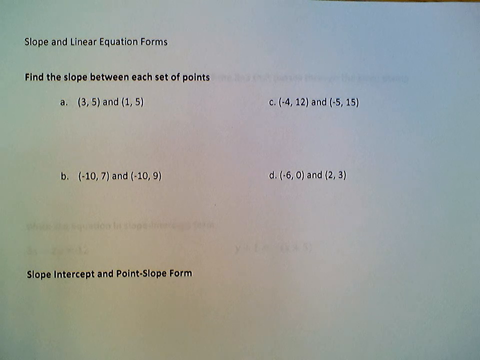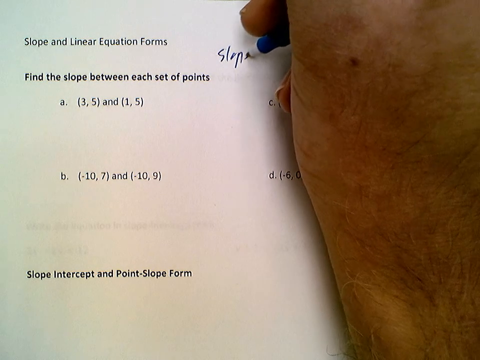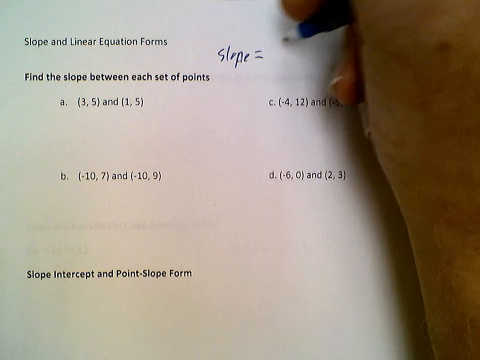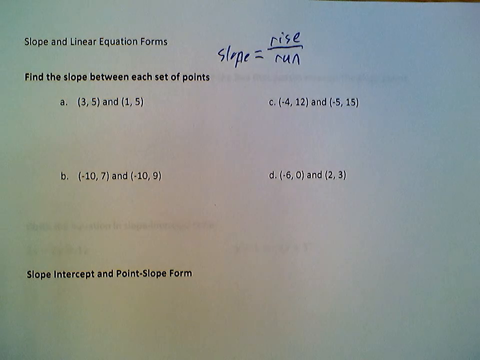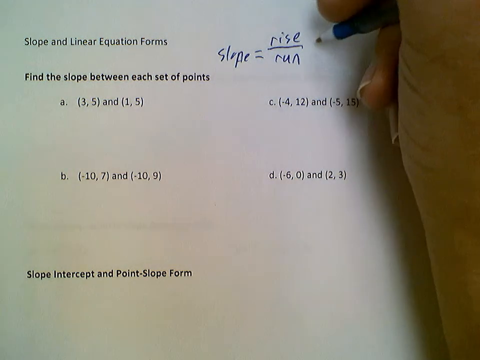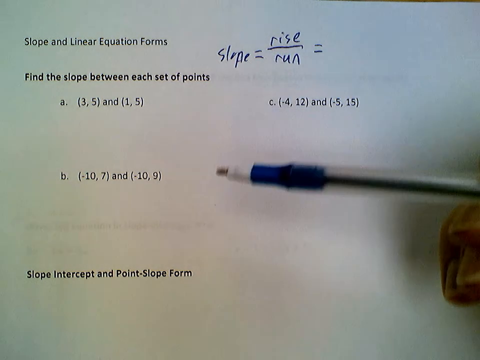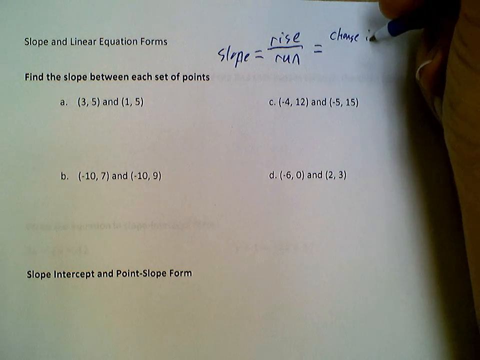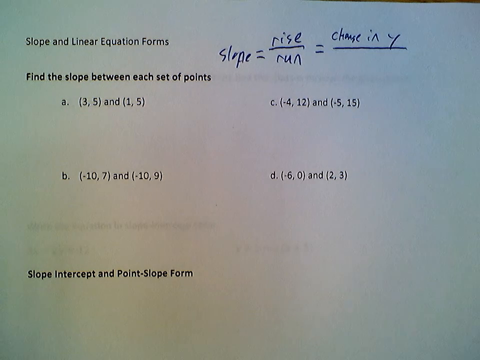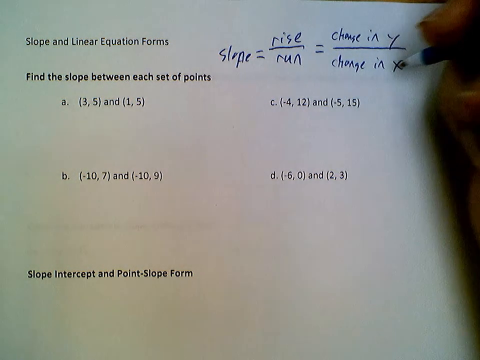So generally speaking, when you got points like this, like xy coordinates, the way I define slope is rise over run. Or another way of thinking that, rise is how much the y value changes, because y is how far you go up or down. So rise is change in y, and run is change in x.